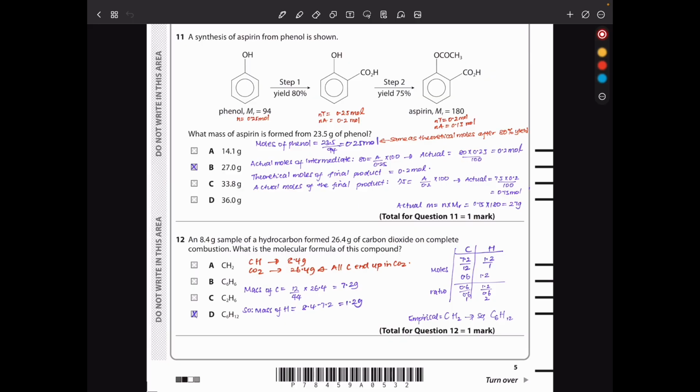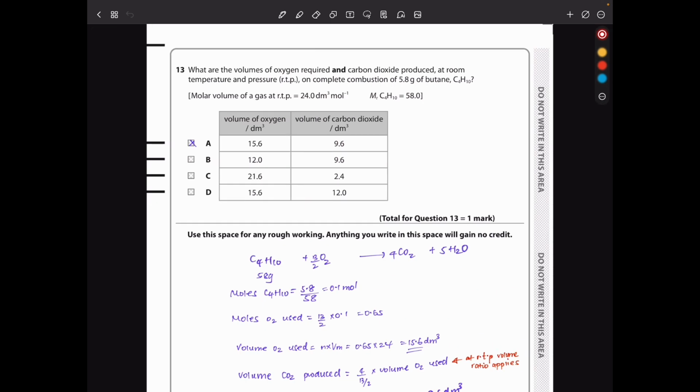So the empirical formula is CH2. And then we look here to find which is the molecular formula, since they said molecular formula. So this is empirical, as we've got here. The corresponding molecular should be C6H12, because if you divide these, you get CH2, and D is the answer.